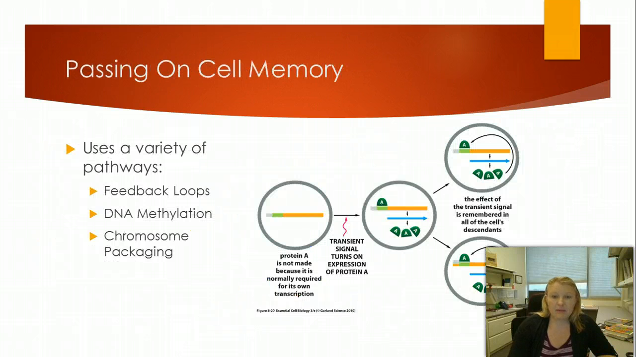Now, if we were to take this MyoD and inject it in that cell, from here on in, the cells are going to be able to do that. Because remember, every cell has the entire genome. So once we've activated it, it's always going to be there, and it's going to be passed on. And you can see that here on passing on the cell memory. We've talked about this. This is very similar to genetics too. We've talked about how feedback loops are inherited, DNA methylation is inherited, and chromosome packaging is inherited.